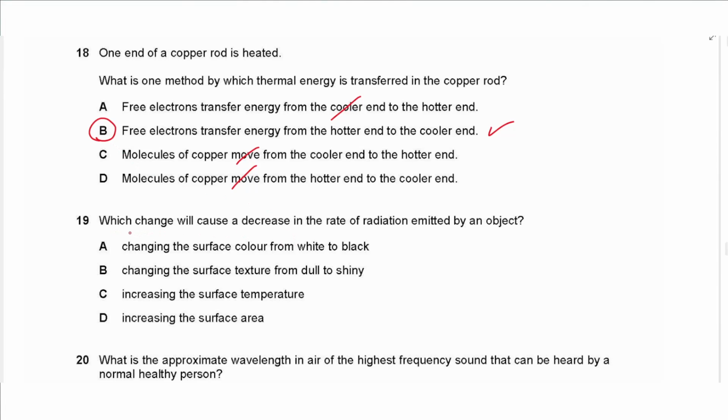Question 19 says which change will cause a decrease in the rate of radiation emitted by an object? Changing the surface color from white to black. No, actually black is a better emitter than white. Changing the surface texture from dull to shiny. Yes, shiny surfaces are worse emitters of heat radiation. Increasing the surface temperature, that increases the heat radiation. Increasing the surface area also increases heat radiation rate, so the answer here is B.